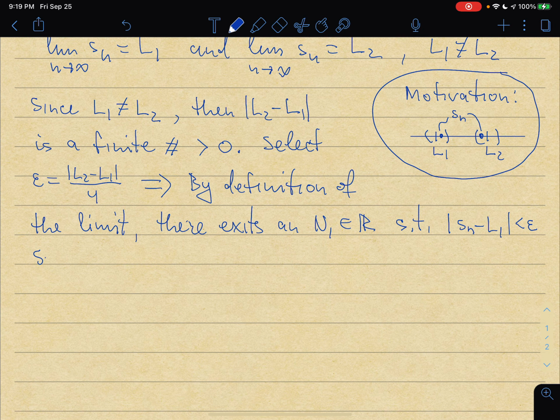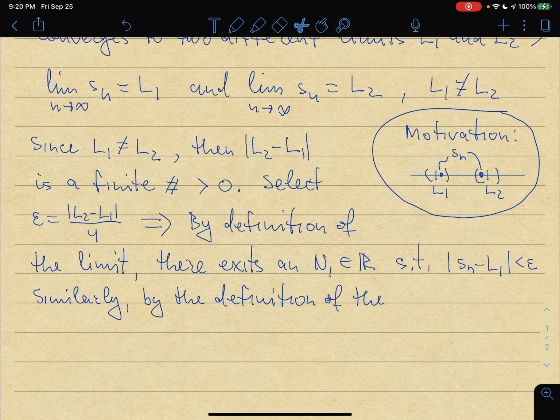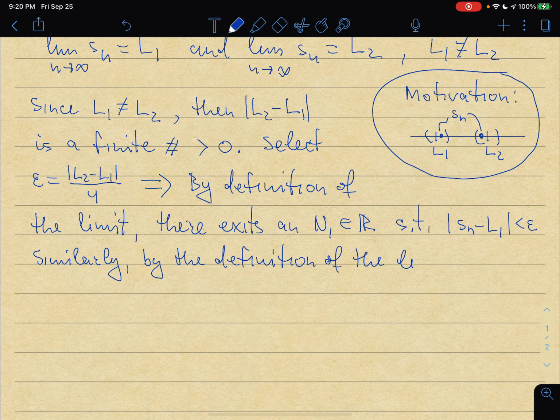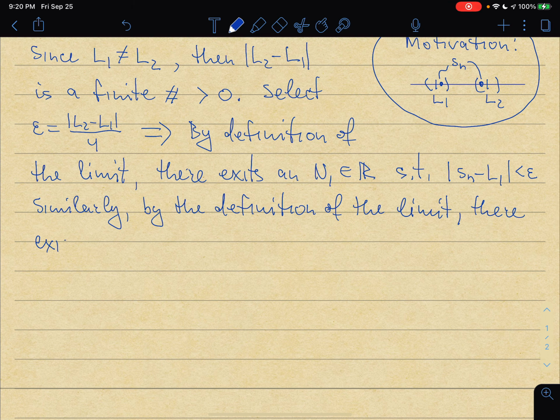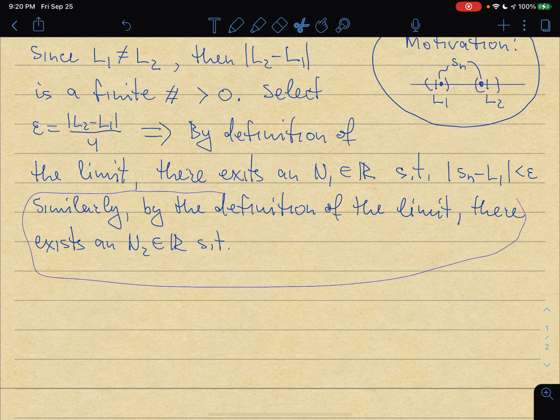Similarly, again, by the definition of a limit, and now I'm going to consider the second limit, as n goes to infinity of Sn is equal to L2, there exists another number n2 in R such that... I'm missing a piece above. Let me do it this way.